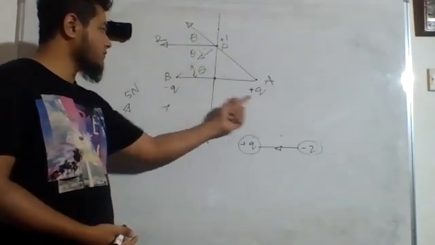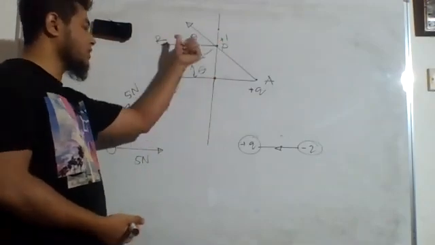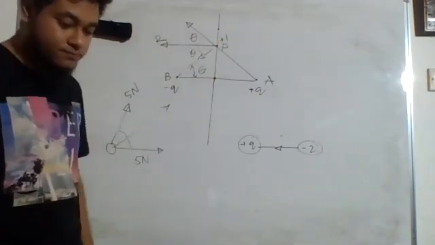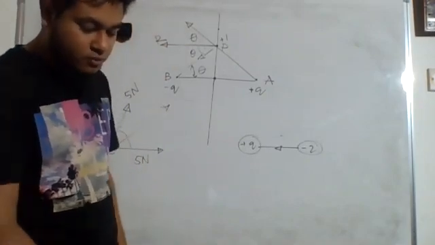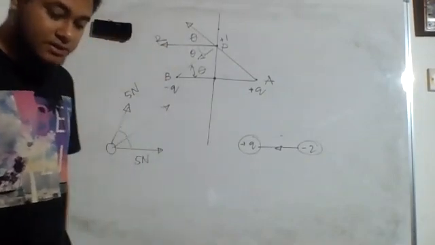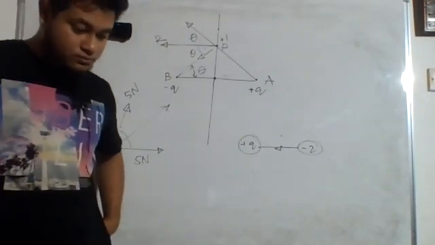See, this is positive, this is negative. So from positive to the negative, it will direct. Okay. From positive charge towards the negative charge of the dipole. This is what is written. Is the direction clear now?